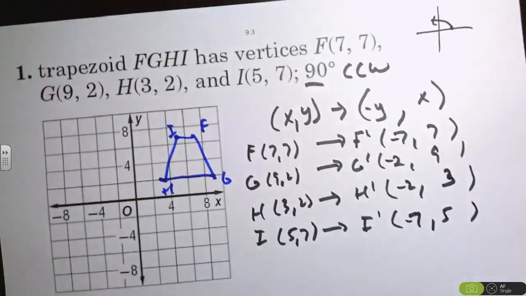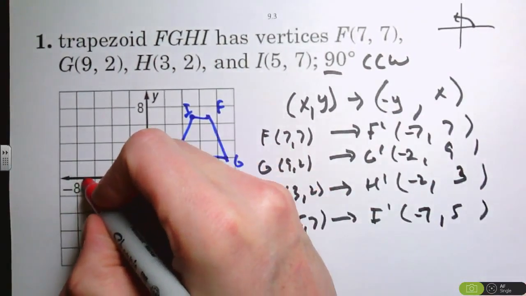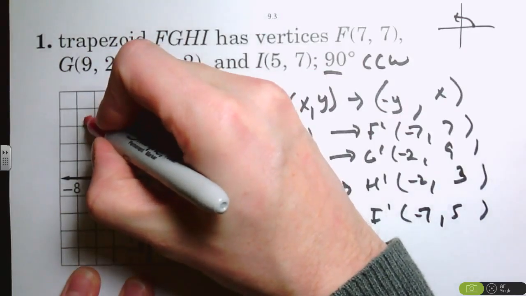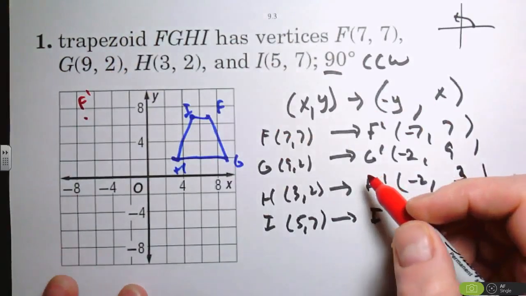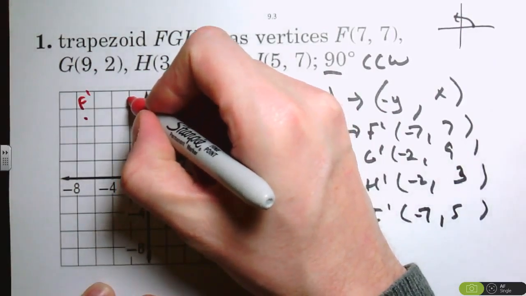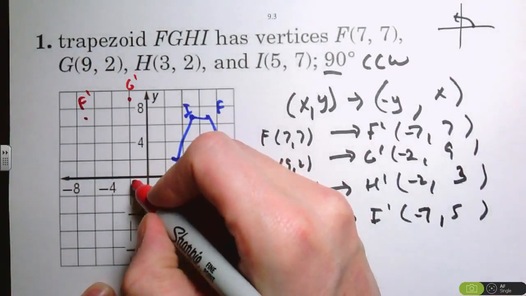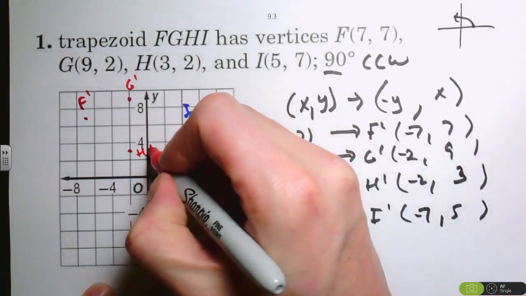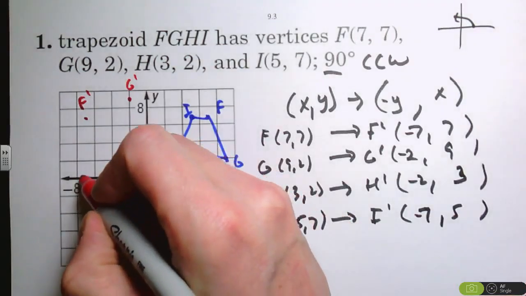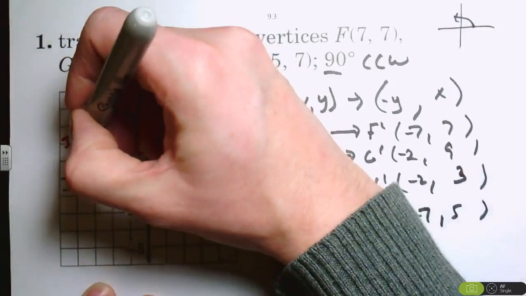Now this guy's going to get turned 90 degrees counterclockwise. So F is now at negative 7, 7. F prime. G is at negative 2, 9. G prime. H is at negative 2, 3. And I is at negative 7, 5. Okay.